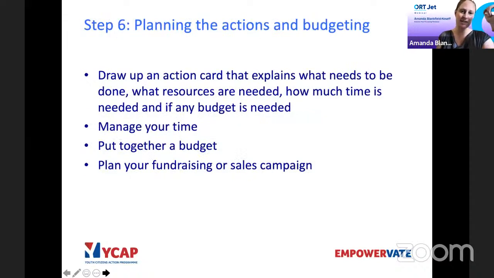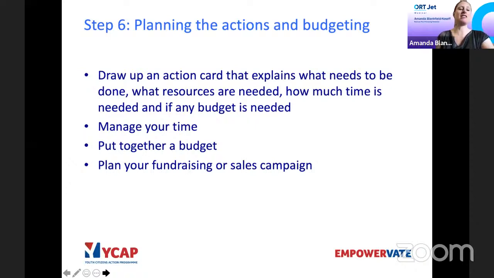Okay, so then step 6 is planning the actions and budgeting. So now the money comes into it. You need to draw up an action card that explains what needs to be done, what resources are needed, how much time is needed, and if any budget is needed. So obviously we will need a budget for this. And we have to remember we have to manage our time and our budget. Time you cannot get back. Once time is gone, it's gone. If you've wasted a week, that's the week gone. You're not getting it back.